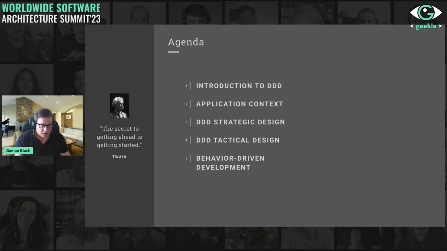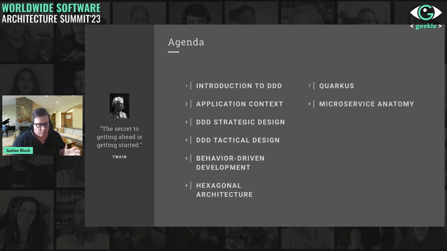Then we will talk about behavior-driven development, BDD, which is a very misunderstood concept and really necessary for me when you're doing DDD. After that, we will talk about implementation and how in my project I implemented this microservices-driven architecture using hexagonal architecture for each microservice. We'll talk about Quarkus, of course. What is the anatomy of one microservice?